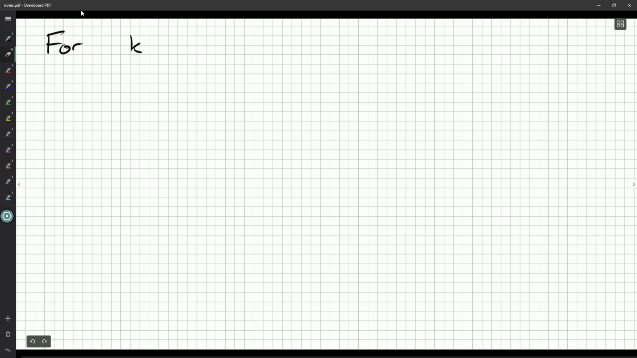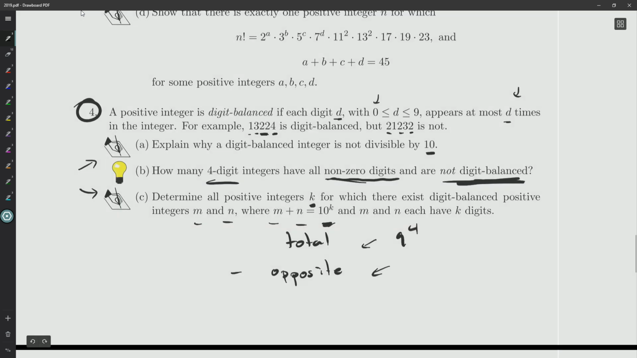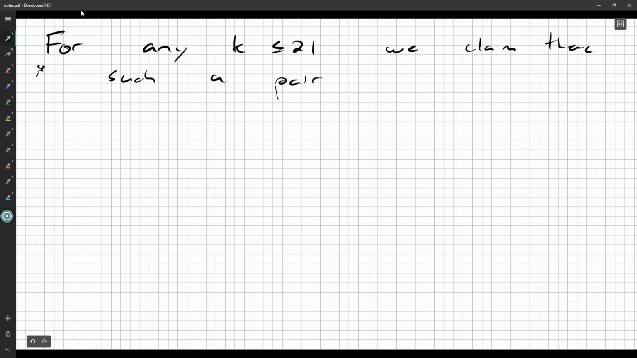For any k, I think it should be any k, because 5, 5 would work. So for any k less than 21, we claim there is such a pair. And that would answer the question, because they want to know which k's, right? Not how many k's. Determine all positive k. I'm going to say all k's less than 21. And there is such a pair, m and n. Let's say construct as follows. Let's just be very careful.